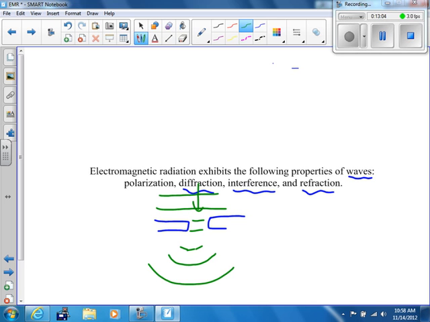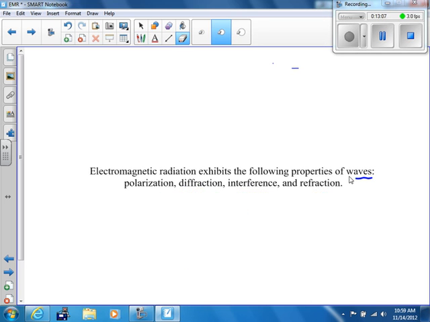Interference. We talked about interference last year as well. Constructive interference, destructive interference. When a crest meets a crest, we get constructive. When a trough meets a trough, we get constructive. When a crest meets a trough, we get destructive interference. EMR undergoes constructive and destructive interference. Interference is a property of waves, so there's evidence to suggest that EMR must be a wave. Refraction is the bending of a wave. When a wave going in a particular direction strikes a new medium, it changes speed, and when it changes speed, it changes direction. That's refraction. EMR undergoes refraction, and since refraction is a property of waves, here's more evidence to suggest that EMR is a wave.